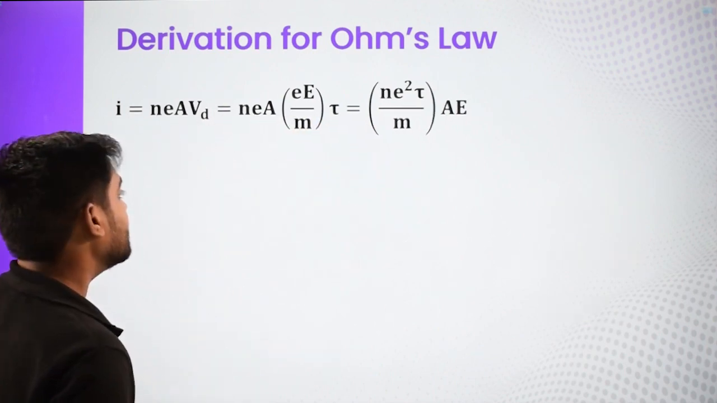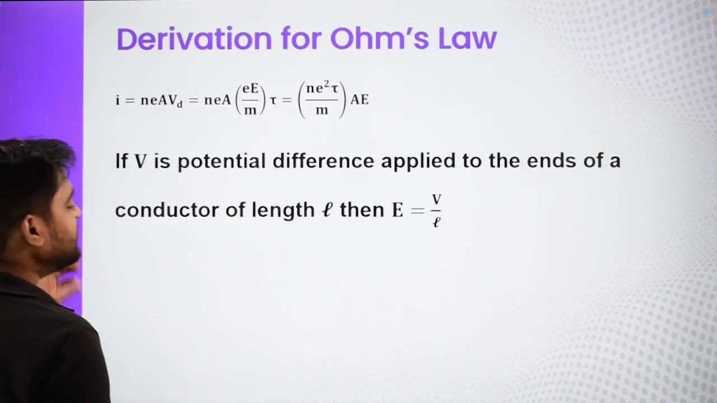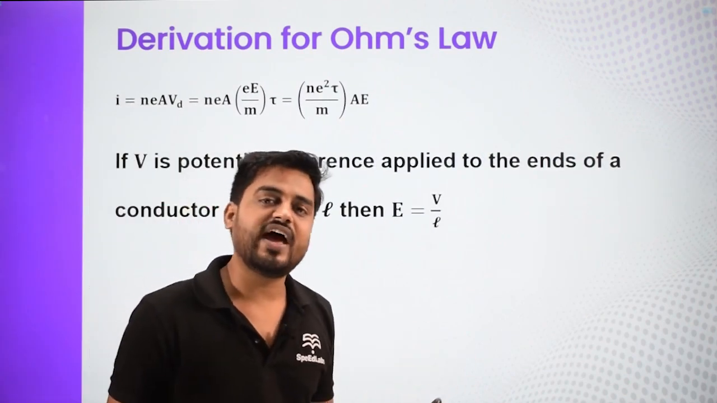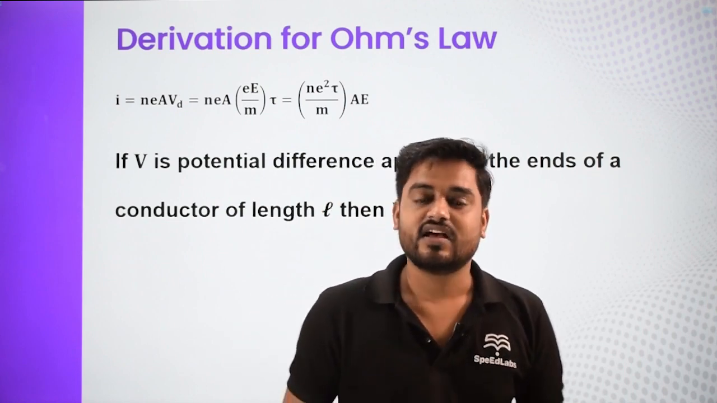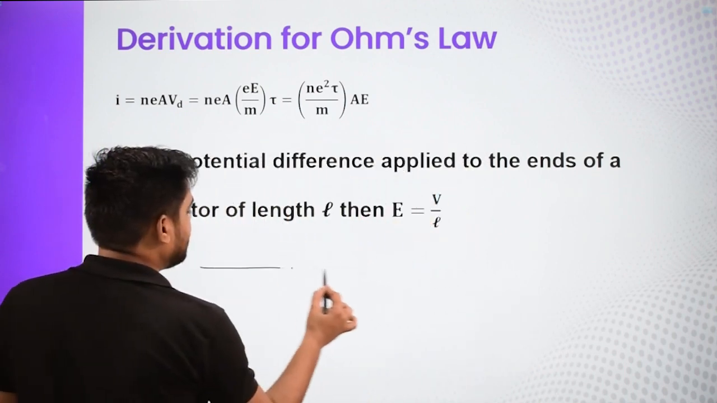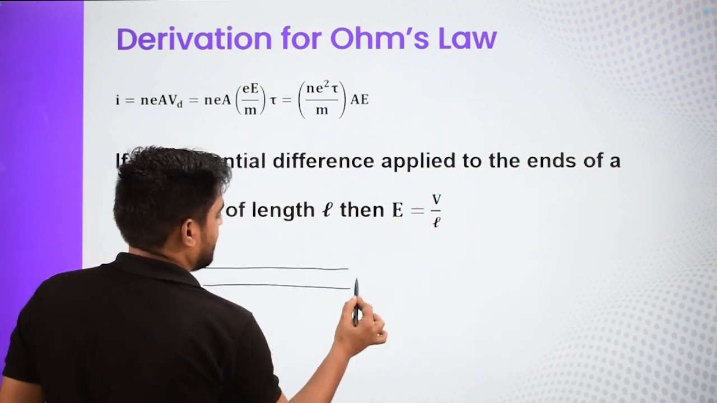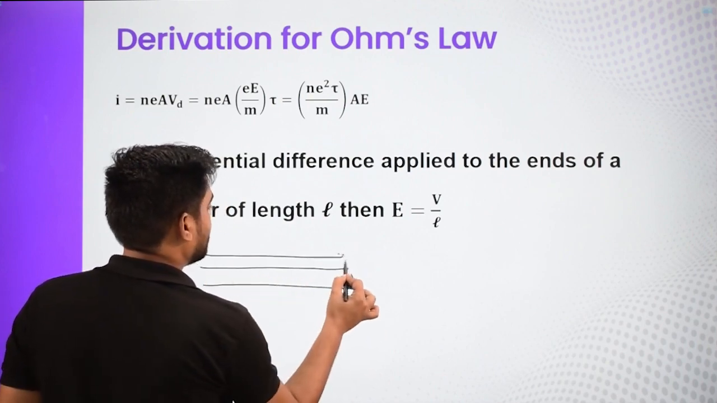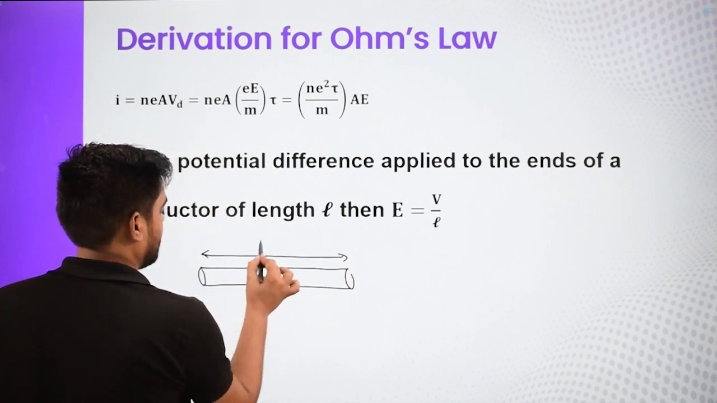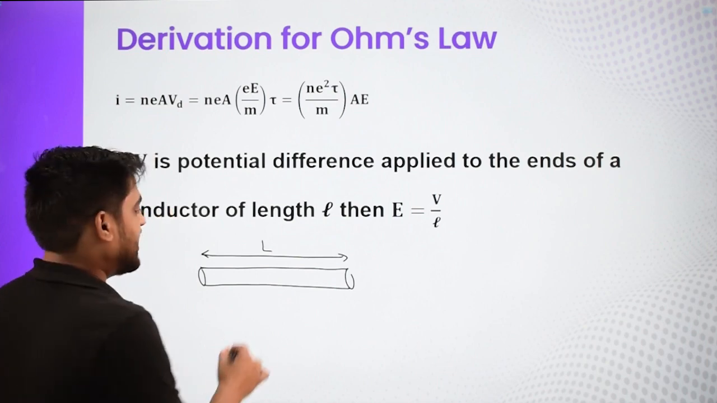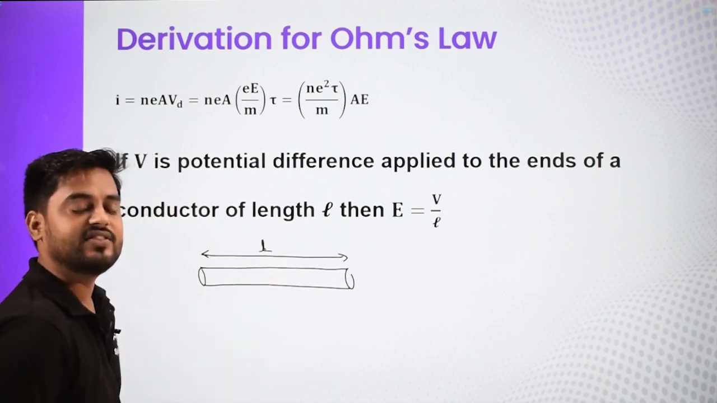Now what can be done is to consider the potential across the conductor. Let our conductor have a length of L. If we are applying an equal potential, I am calling it small l. Small l is the length of the conductor.